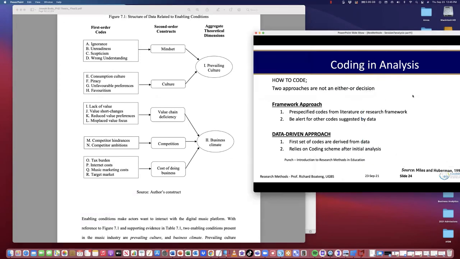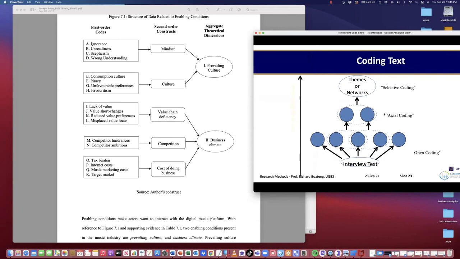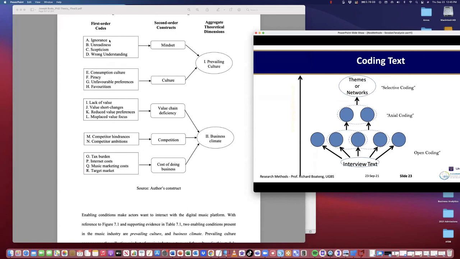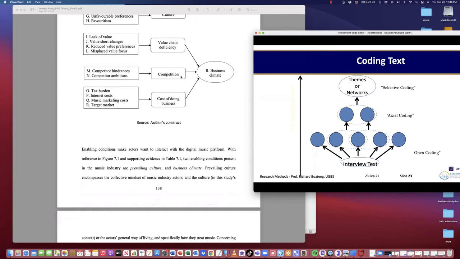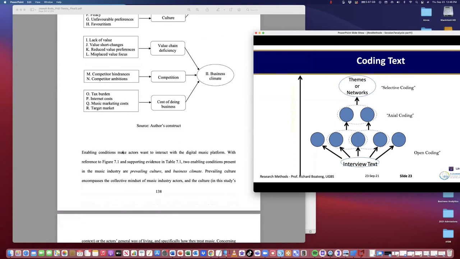So what you see here is what we are trying to do. We start from the first order codes, and then we go to the second order constructs, or we go to the third one, where we select what we have found. So if you realize in writing, you raise it up, enabling.